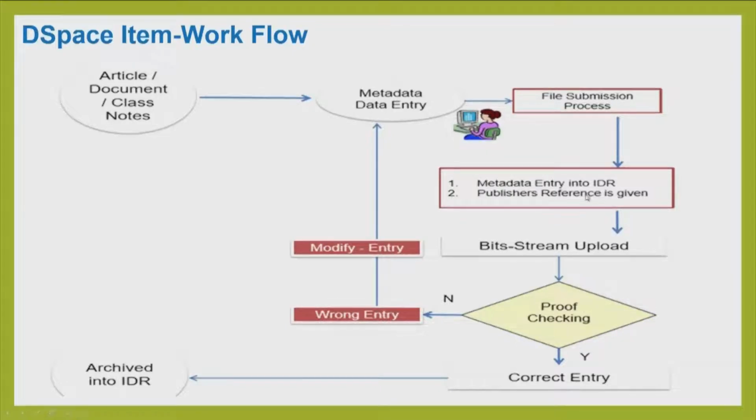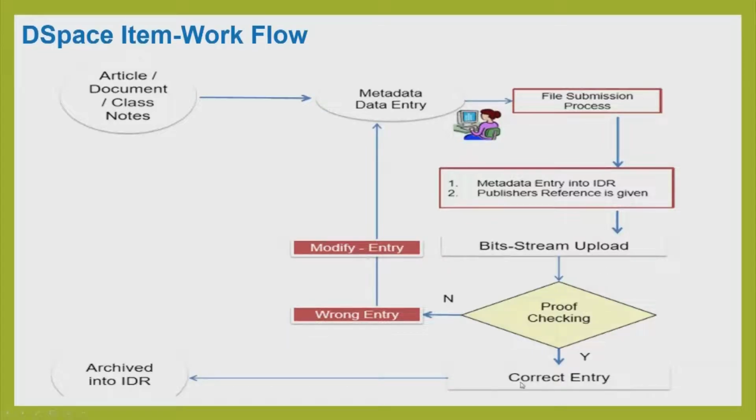So, metadata is entered into the IDR, the publisher reference is given, and the bitstream is uploaded. Then somebody proof checks the information for any mistake in the metadata entry, because if you type the author name incorrectly, the search result will be incorrect. When somebody searches for the author, and I have mentioned some other name, it will not be found. So, proof checking is done, wrong entries are modified, this cycle is repeated, and the correct entry is then archived into the IDR. It is a simple item workflow, where all these things are checked in different phases of the submission process.